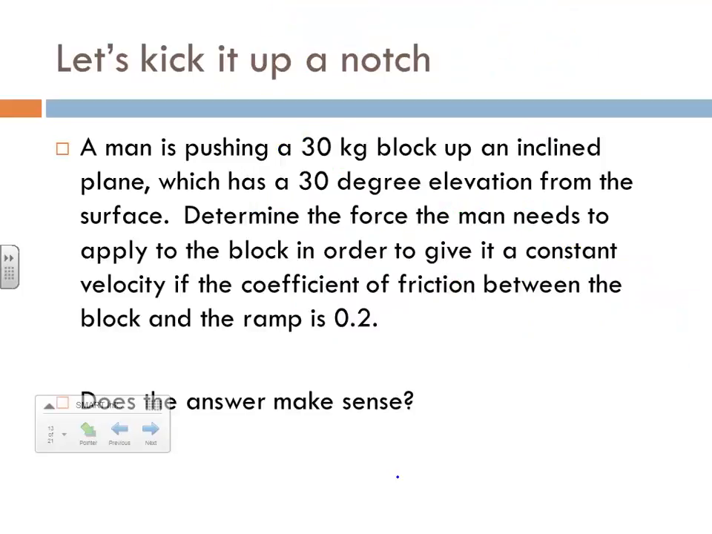Alright, we're going to kick things up a notch. Same setup as before, but what's the difference? The difference now is that we have friction. Alright, I didn't want to throw a friction one at you this time without doing one together. So if we do it right, what's the answer going to be? If we do it right, we should get 198.12. So let's see how to do it.